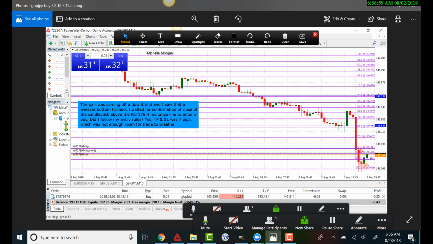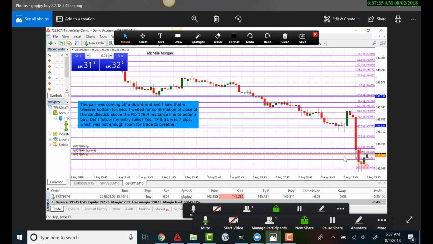Now, something that I noticed was that the next fib line was very close, and I know my take profit and stop loss is 7 pips, and so I did give it 7 pips, which was just barely above the next fib line at the 150, the next level of resistance. And to me, price action was showing that I was going to hit that, because it did hit it up here as well.